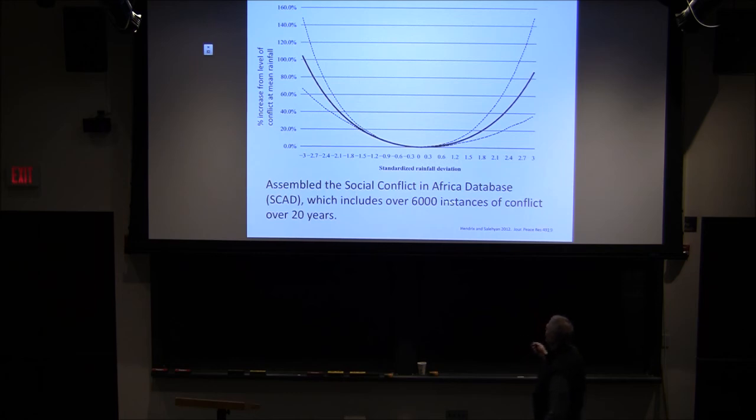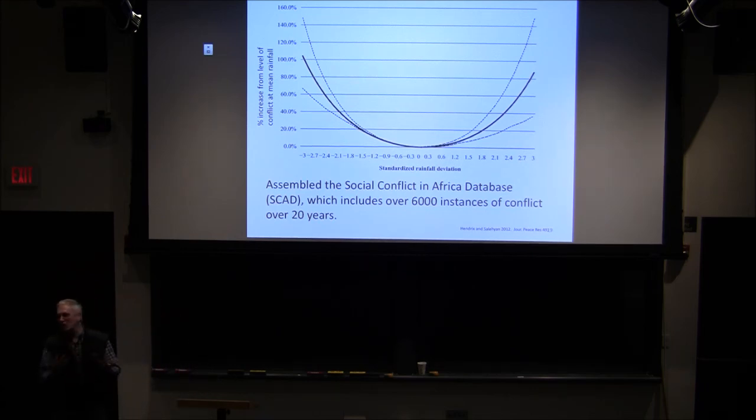The first thing they discovered was in the Sub-Saharan African database, which alone has over 6,000 conflicts in it. The zero here means average rainfall occurred. Out here, it means a 1 in 1,000 year wet year, and this is a 1 in 1,000 year dry year. The line is a statistical fit to the data, and they were just shocked. When the weather gets weird, people start to fight. This is the percent increase from the mean conflict. So these numbers here are 100%. Conflict doubled as a result of either unusually wet or unusually dry years.